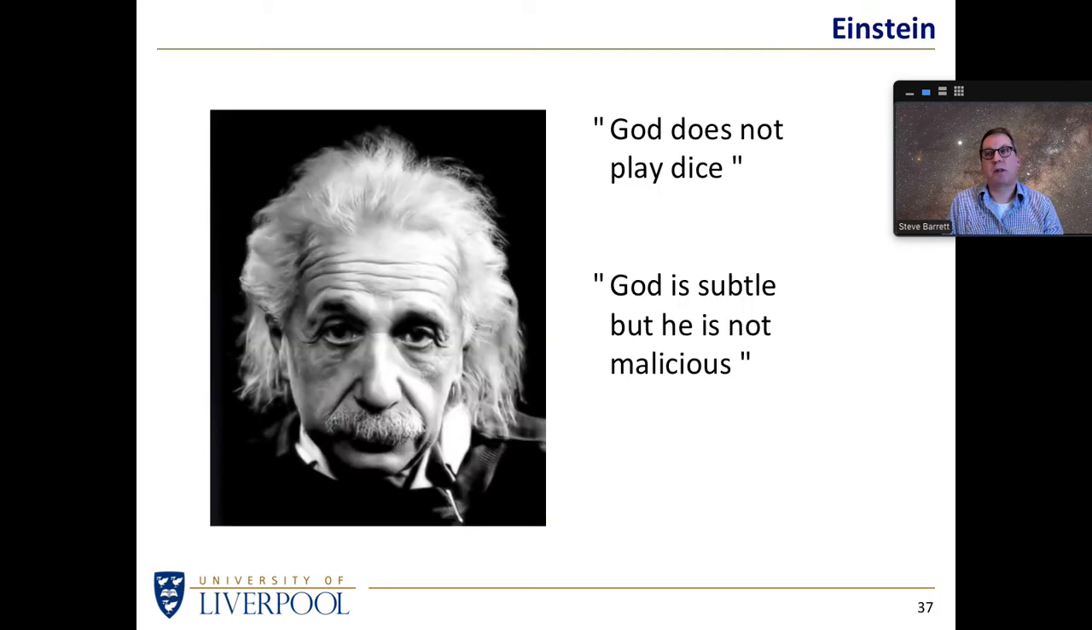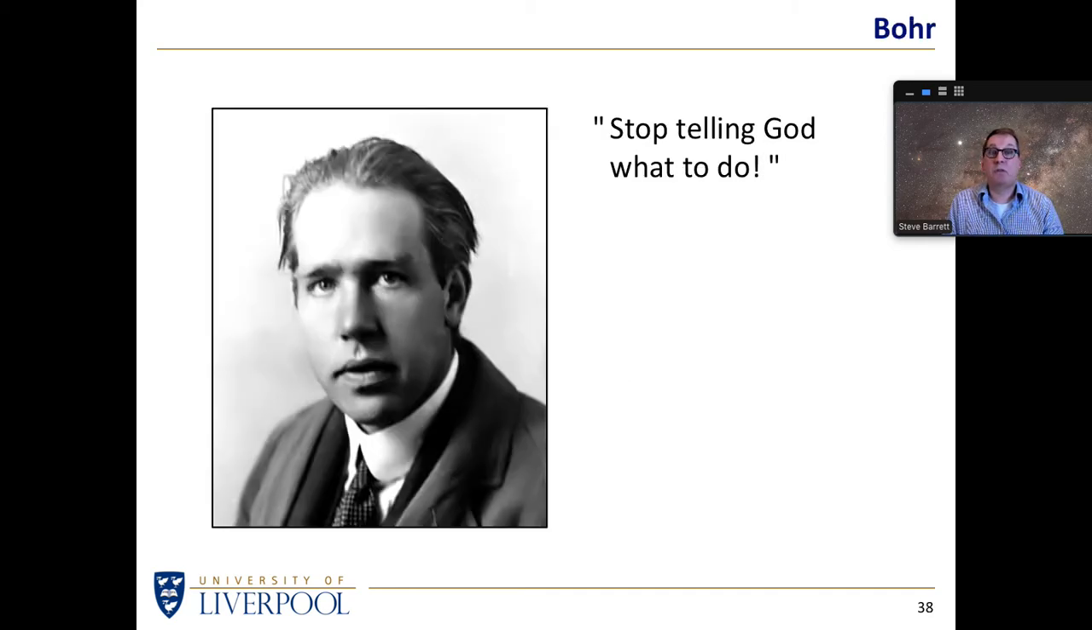Einstein never liked this idea. God does not play dice, he says. God is subtle, but he is not malicious. Einstein tried to square the circle and come up with a theory which does not involve God playing dice. Other people said that's not the correct angle. In other words, the universe is fundamentally probabilistic, not clockwork. So rather than Einstein saying God does not play dice, other people came in with, stop telling God what to do. This is the way the universe is. Get used to it. Some people accept that, some people don't accept that.